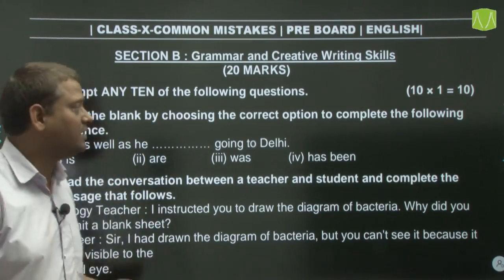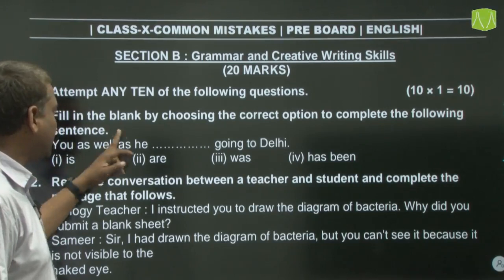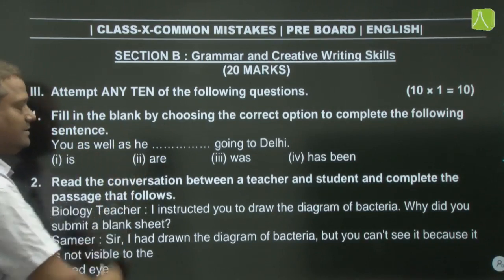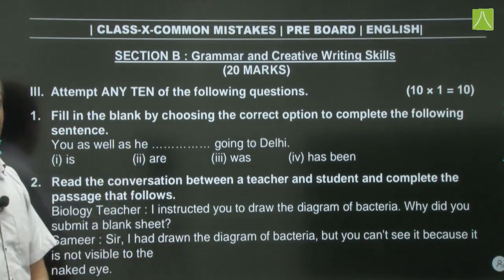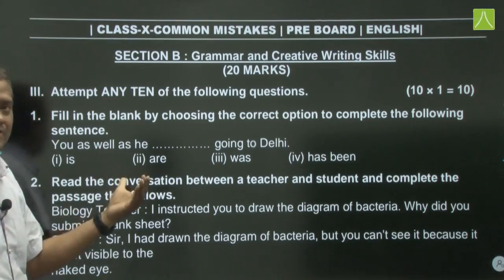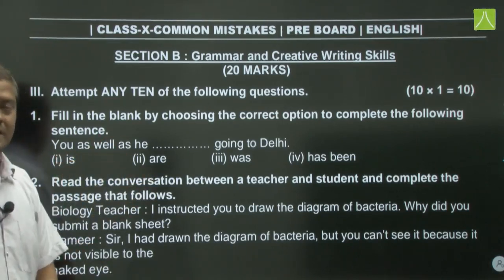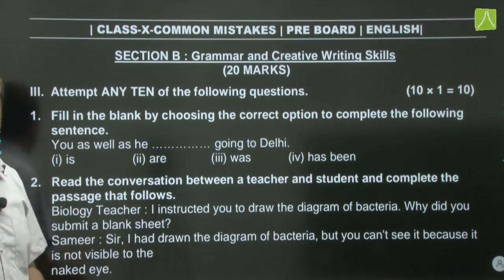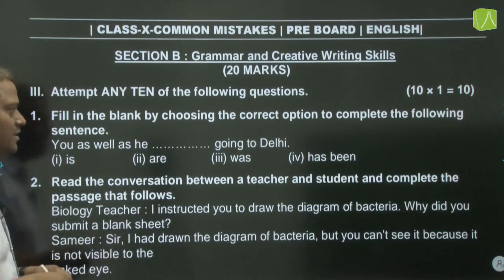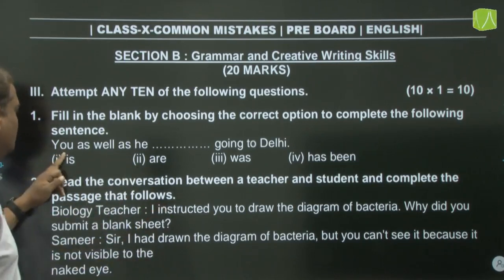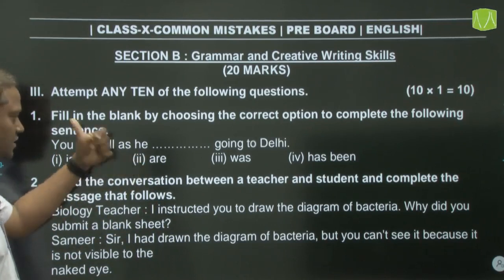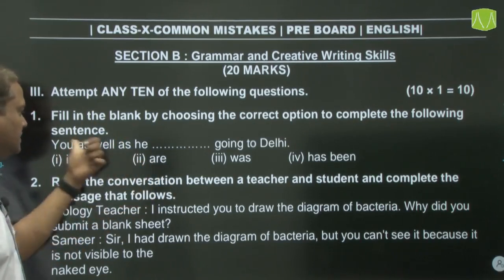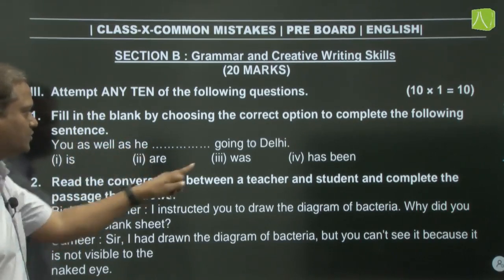You should remember here we are having you as well as he. Here he alone is not the subject; here the total subject is you as well as he, and we have a proper rule. If we have a connector like as well as, along with, together with between two subjects, then we will take the verb according to the first subject. It's a proper rule, very simple rule. Keep this in mind while you are attempting the question. So you as well as he, what will come with you? Are. You as well as he are going to Delhi.